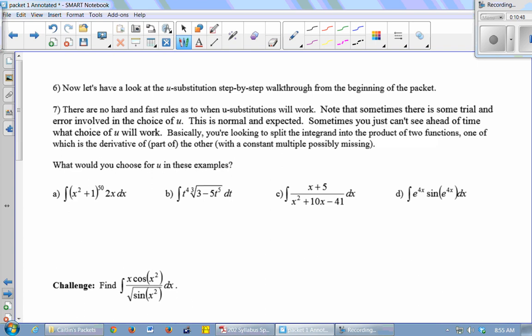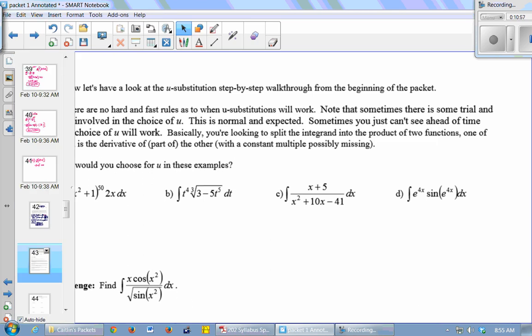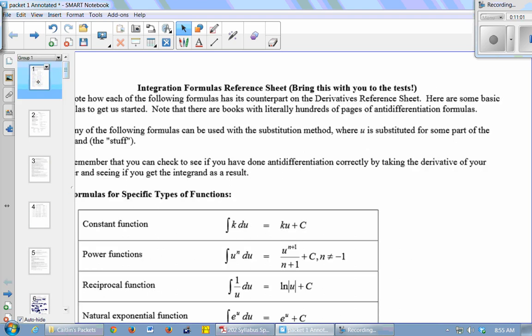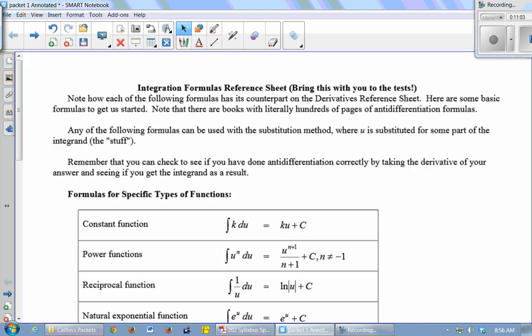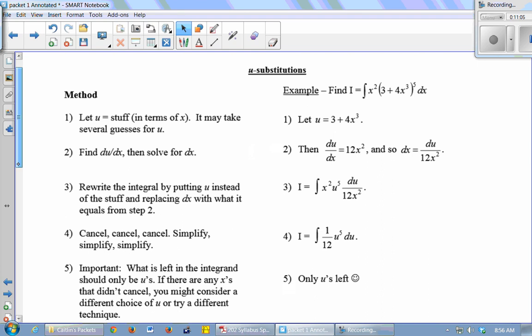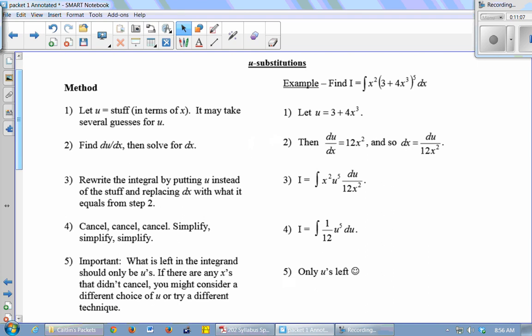Okay, so let's look at the beginning of the packet. There's a guide to u substitution there. Let's take a quick look at the walkthrough step by step, how it works. All right, we're on page 43. U substitution is on the second page. So you let u equal some stuff. It may take several guesses for you, right?